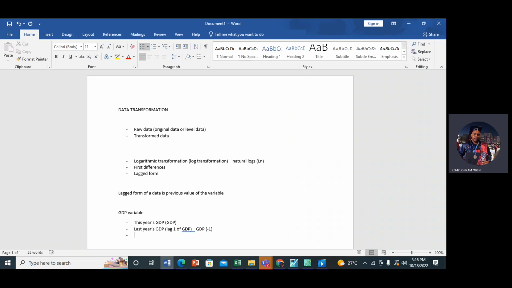We can have 2 periods backwards, like last year was 2021, so we can have 2020 GDP. So let's say, for instance, we can have lag 2. So we can have lag 2 of GDP, which we can just write as GDP(-2). So when you see GDP(-2), it means lag 2. GDP(-3) means lag 3. GDP(-10) means lag 10. GDP(-1) means lag 1.